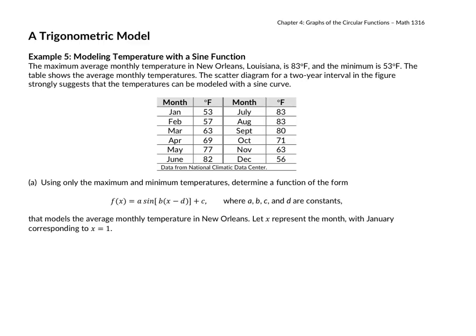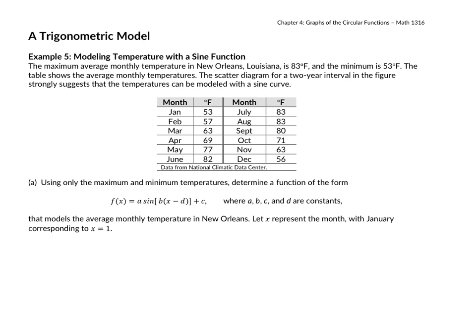In example 5, we're going to be modeling temperature with a sine function. Now this data says the maximum average monthly temperature in New Orleans, Louisiana is 83 degrees Fahrenheit, and the minimum is 53 degrees Fahrenheit. If the table shows the average monthly temperatures, a scatter diagram for a 2-year interval in the figure strongly suggests that the temperatures can be modeled with the sine curve. Now I don't show you the scatter diagram, but if you notice, the temperatures get higher and then they get lower again. So we're going up and down, and this would repeat year to year. So it's a sine function.